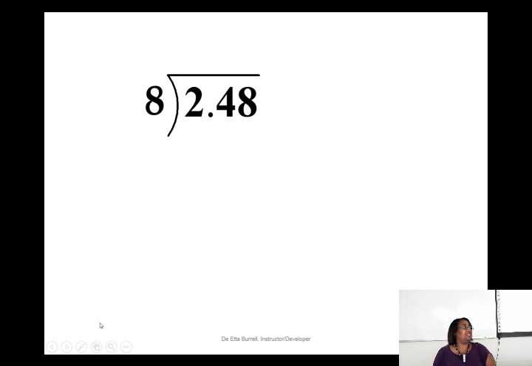All right, so here's an example. We have 8 divided into 2 48/100ths. Now this radical here means division. Another way you might see this is 2.48 divided by 8, okay? This is the horizontal way. You're looking at the radical way on the PowerPoint. This is our dividend, and this is our divisor.